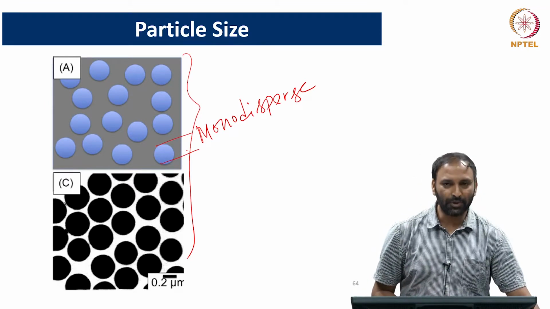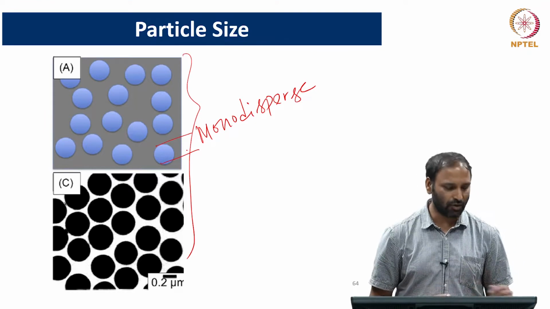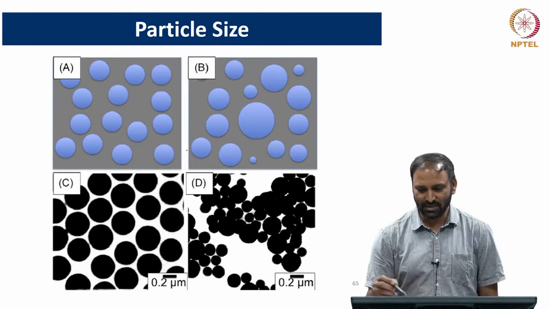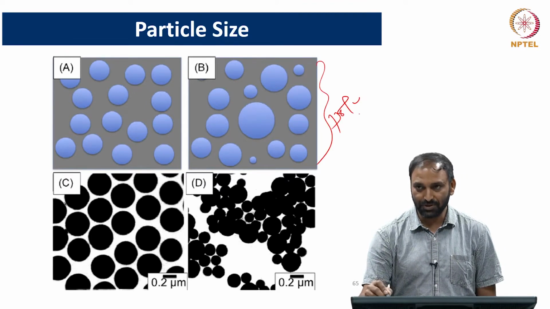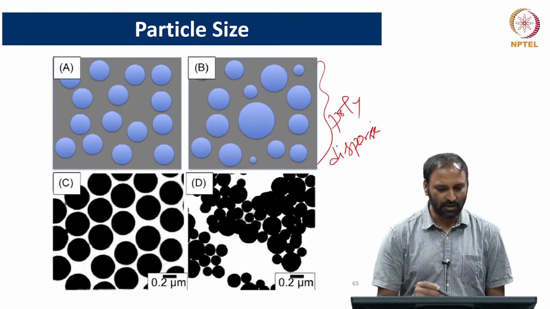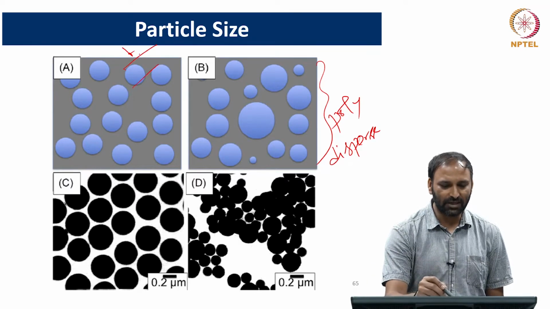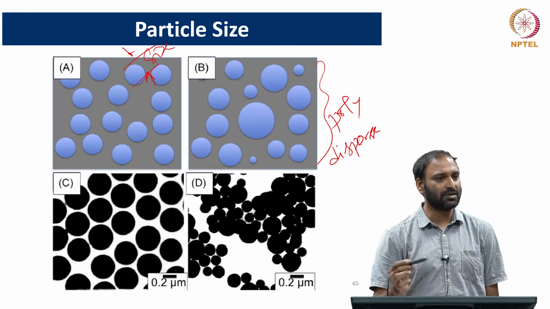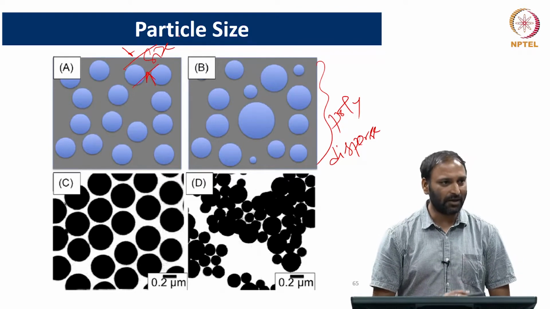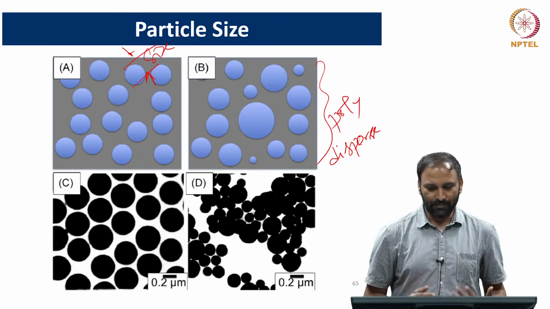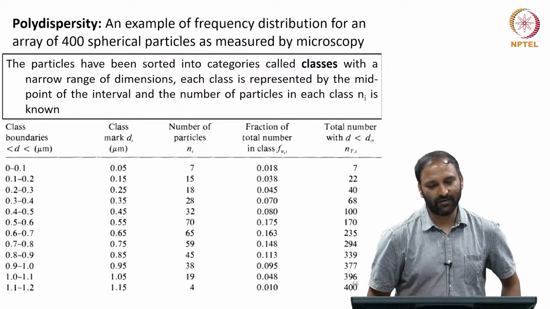But that need not be the case always, because whenever you do synthesis you will always end up with something like this. You may have a distribution of sizes. This is what is called polydisperse, right? When you have monodisperse particles, the only parameter that you have to characterize is the physical dimension, just the size. If it is a spherical particle, you just say the diameter or the radius of the particle, and that's good enough.